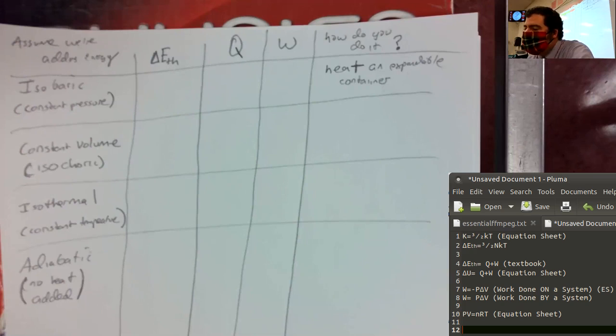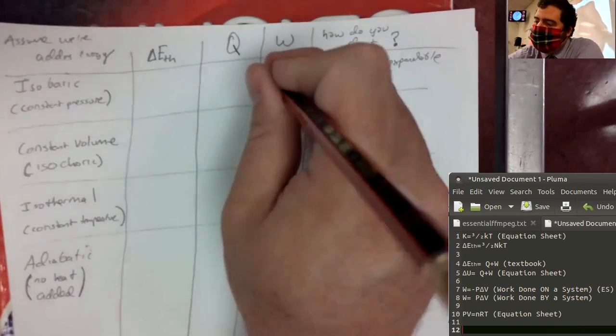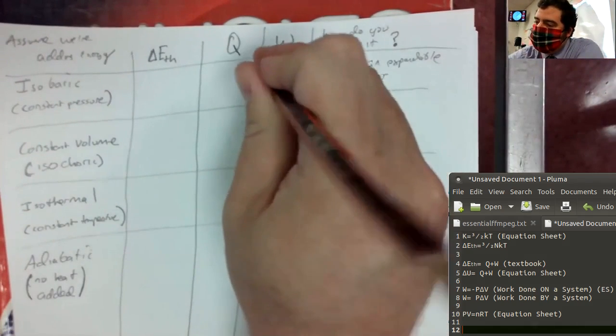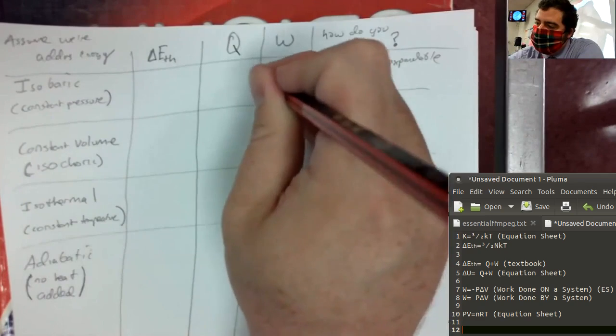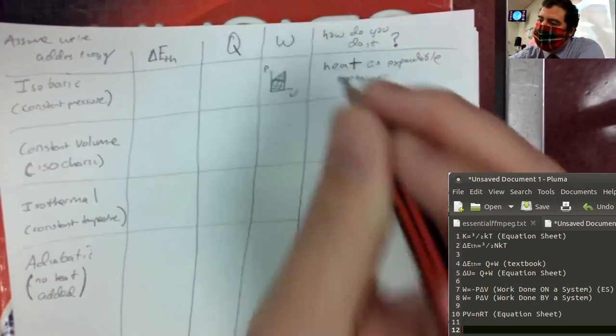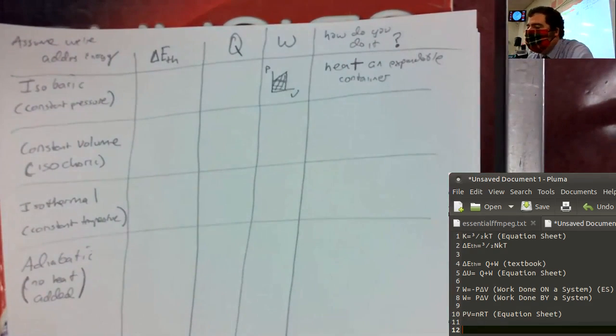So for constant pressure processes, we can figure out the work done pretty easily. That's the area on a PV graph. But we also have to think about the heat and the thermal energy. So isobaric is a little bit harder for us to deal with what we've got right now. Let's talk about constant volume.